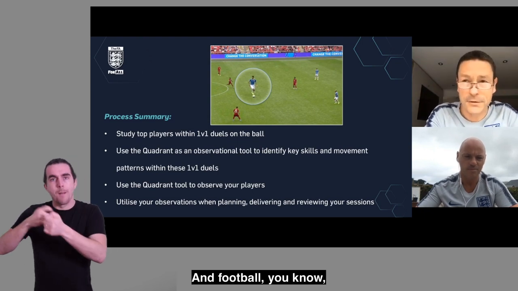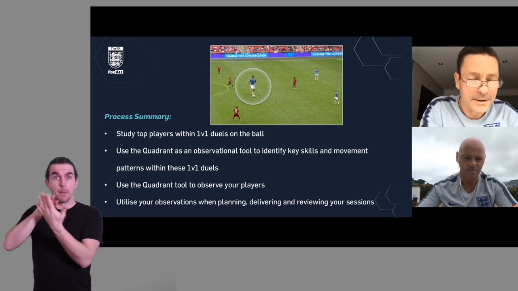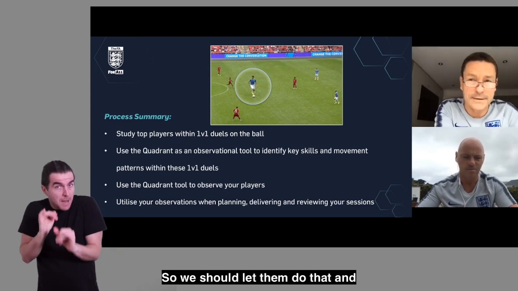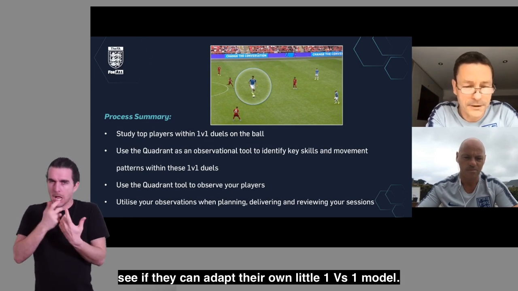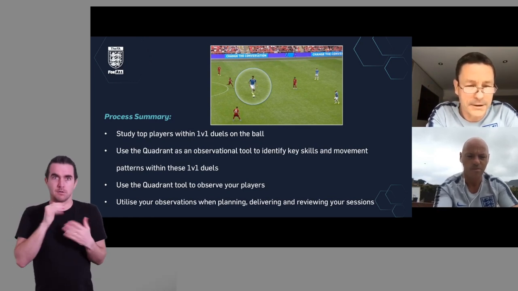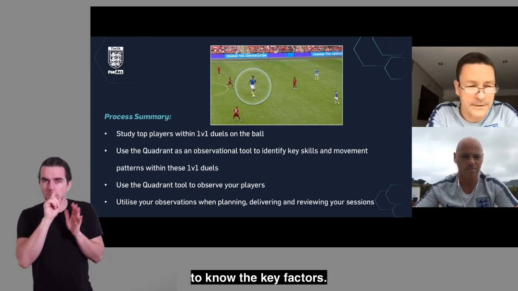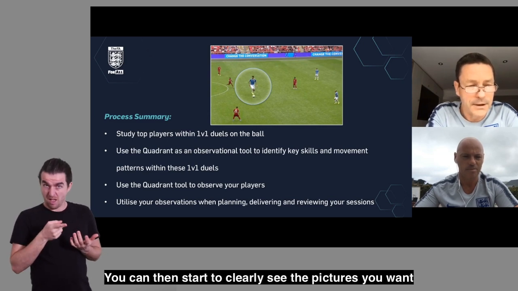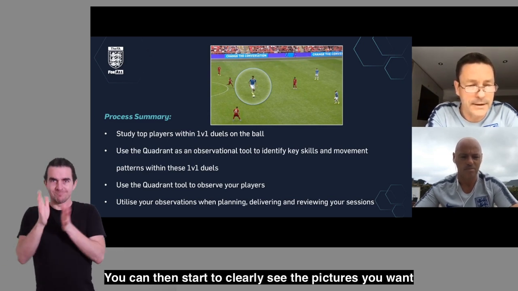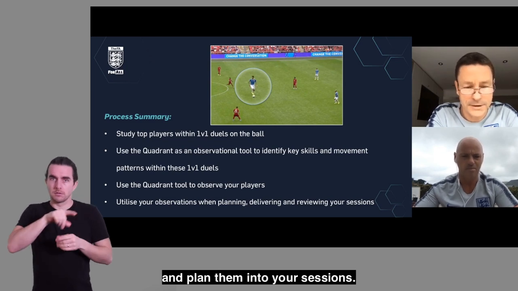And don't forget, in football generally you learn by copying. They copy the top stars. So we should let them do that and see if they can adapt their own little 1v1 models, as long as we're giving them a little bit of a framework to know the key factors. And when you've done all that, as it says at the bottom, you can then start to clearly see the pictures you want and plan them into your sessions.